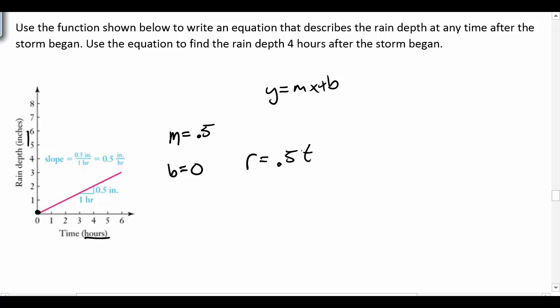Then I can use this to make a prediction. The rain depth at 4 hours would be 0.5 times 4, and 0.5 times 4 is just 2. So my prediction would be 2 inches based on this equation.